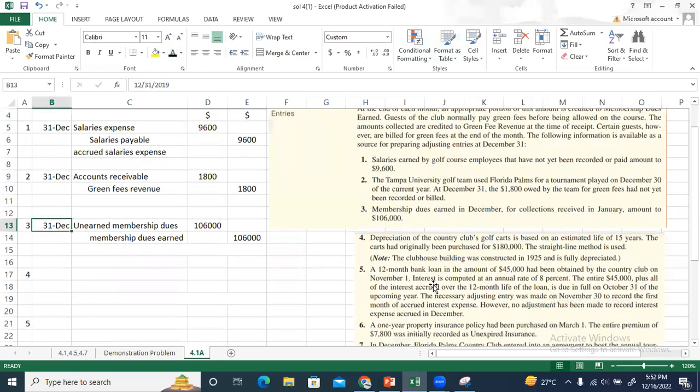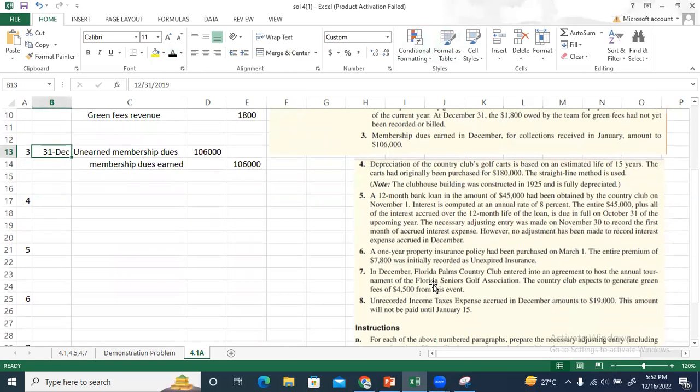Now, fourth is depreciation of the country club's golf carts is based on an estimated life of 15 years. The cart had originally been purchased for 180,000. The straight line method is used. The clubhouse building was constructed in 1925 and is fully depreciated. So we do not have to depreciate the clubhouse building. The only thing that we need to depreciate are the golf carts, and they have given you the historical cost, 180,000.